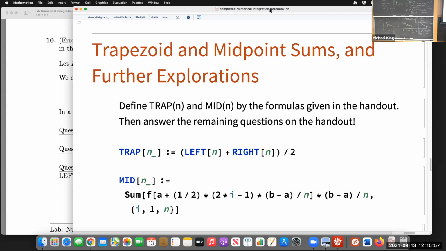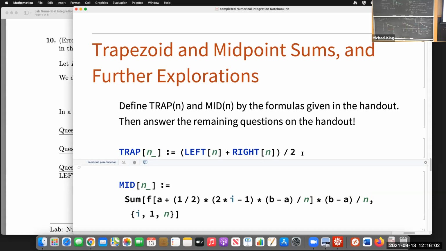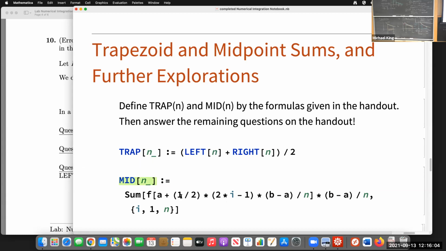Questions about anything I just did? I do have to give you a sense of where this midpoint formula comes from also, but I'll do that in a second.